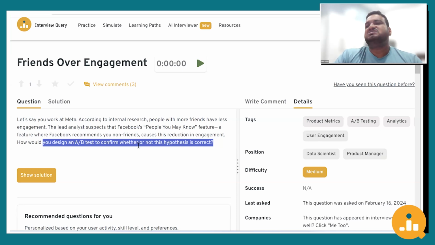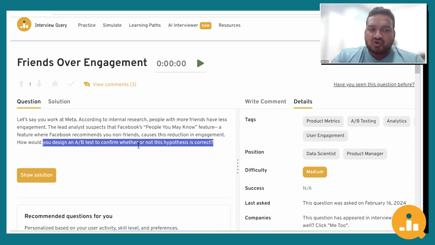So causal inference becomes very important. Now, A/B testing is not the only technique to do causal inference. There are some other techniques. You can use quasi-experimental techniques as well. But in most of the cases, A/B testing is more like a gold standard. So everyone wants to check your knowledge. So they will ask you, how would you check whether this hypothesis is correct or not?